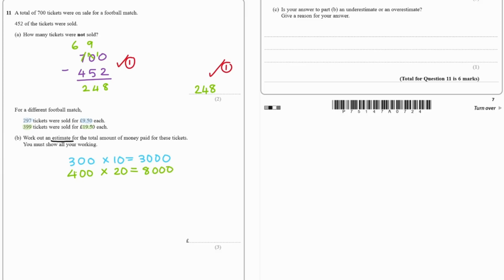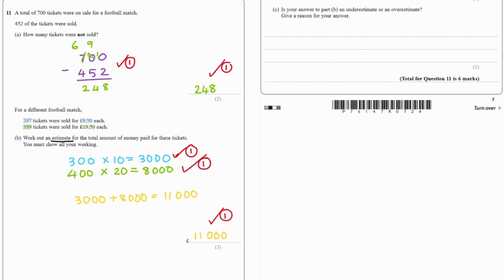And because we are looking for the estimate of the total amount, we would now add 3,000 and 8,000 to give us 11,000. So £11,000 is our estimate for the total money paid for these tickets. This was a 3-mark question, so we would get the first mark for correctly estimating the first set of tickets, the second mark for estimating the second set of tickets, and a third mark for getting a correct final answer of 11,000.